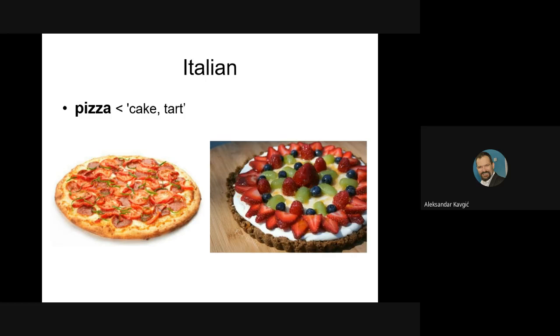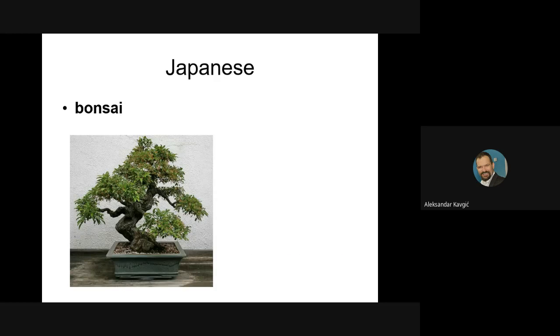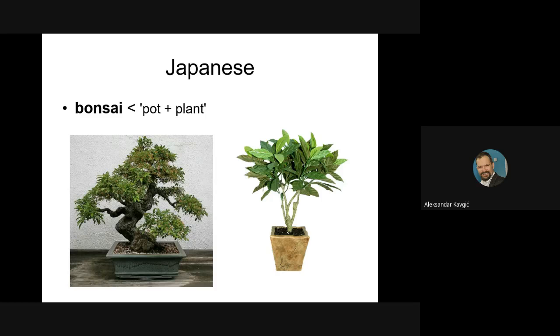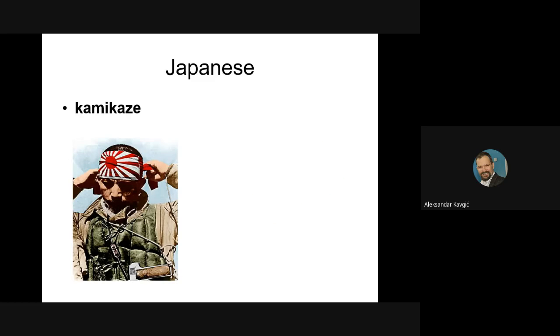And the Japanese examples are amazing. So bonsai is completely non-transparent in English, but in Japanese, it literally means pot and plant. And kamikaze is, of course, a suicidal pilot who will sacrifice his life in order to damage US aircraft carriers or ships. But in Japanese, maybe if you watch movies, maybe you know. Does anybody know? It's a very interesting word. I mean, in the original meaning.